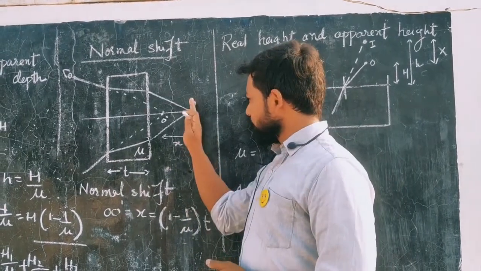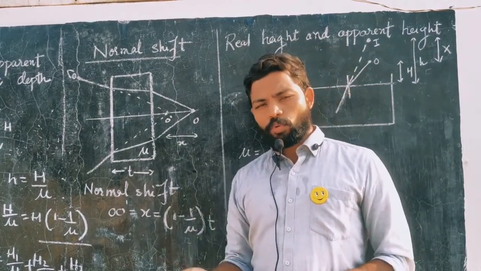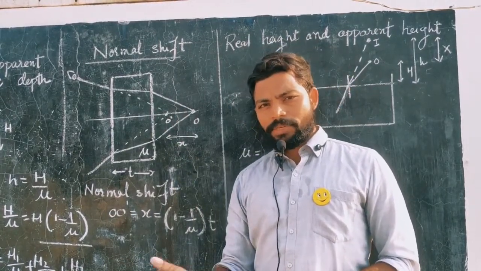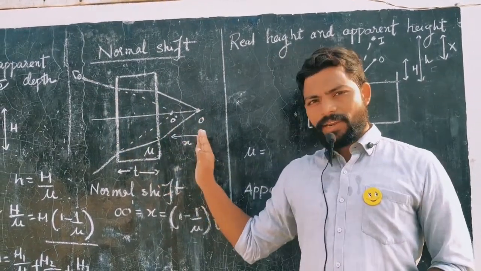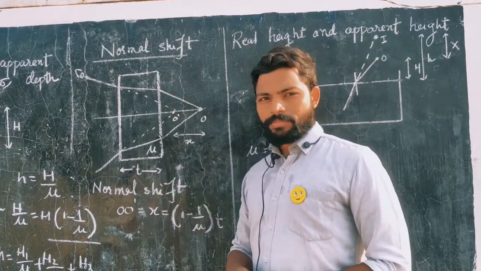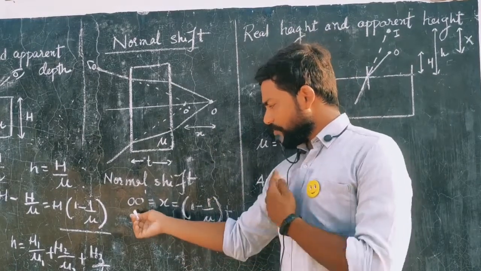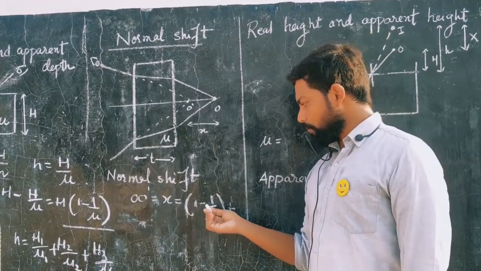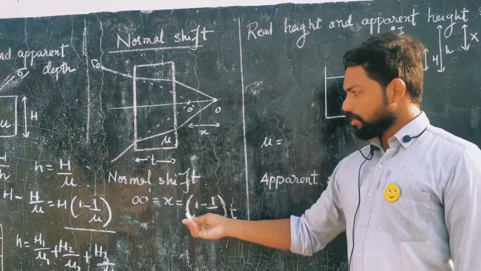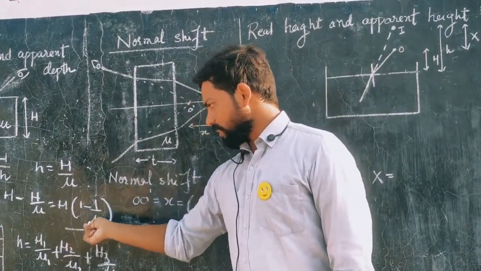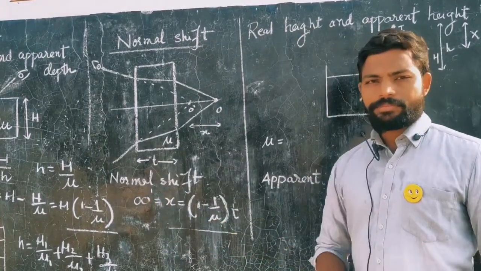Because it is being slightly raised, just like how we see the floor of a swimming pool. We feel like it is raised a bit. Similarly, when we see an object through this rectangular glass slab, we feel that it is raised vertically. So we call this the vertical shift. It is given by this formula, x is equal to (1 - 1/mu) t. This is nothing but the result of this. You can see we have just applied that concept here and we derived a formula, right?